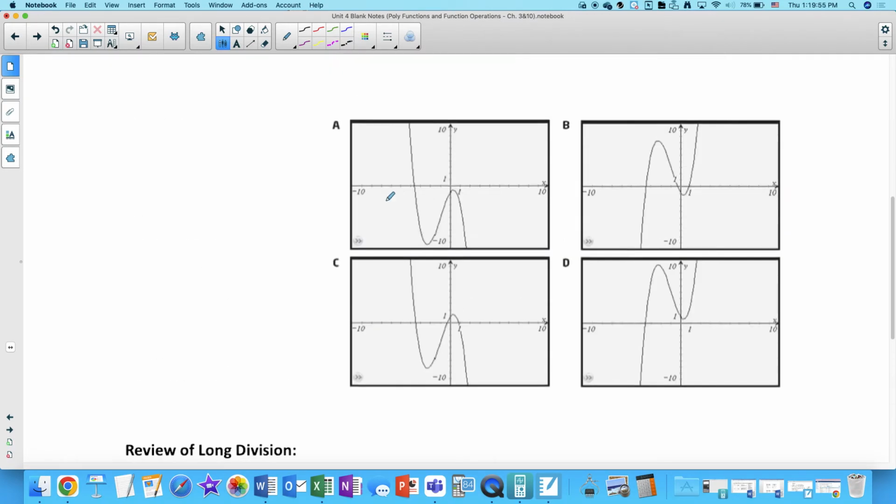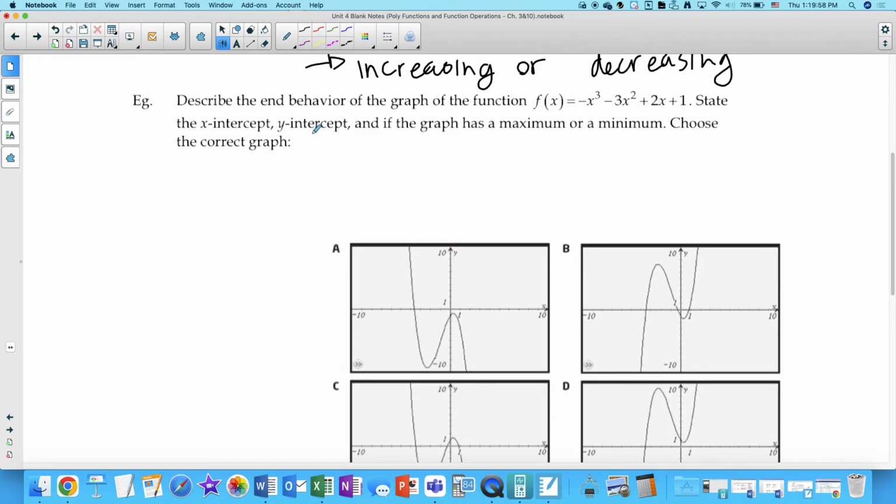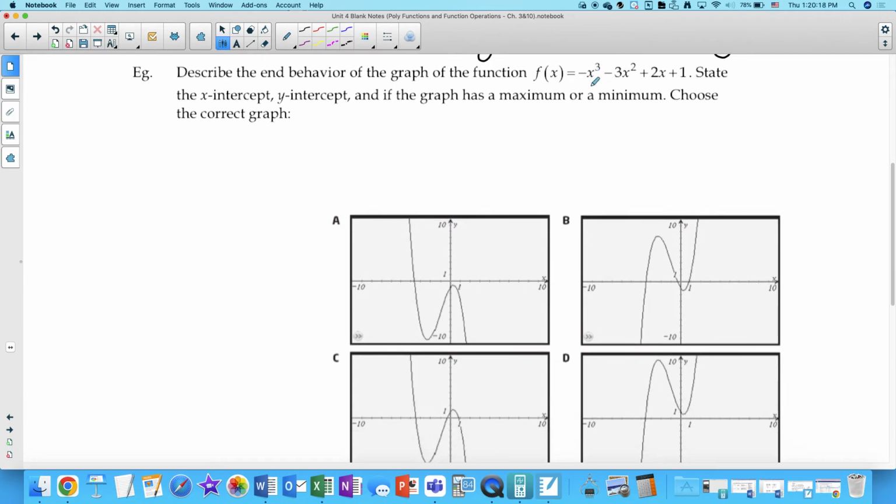So describe the end behavior of the graph of the function f of x equals negative x cubed minus 3x squared plus 2x plus 1. Okay? So let's start with that. Describe the end behavior. Okay, so what is the degree of this function? 3. So that would be an odd function. Okay, so what do we know about that? It's going to start and end in opposite directions.